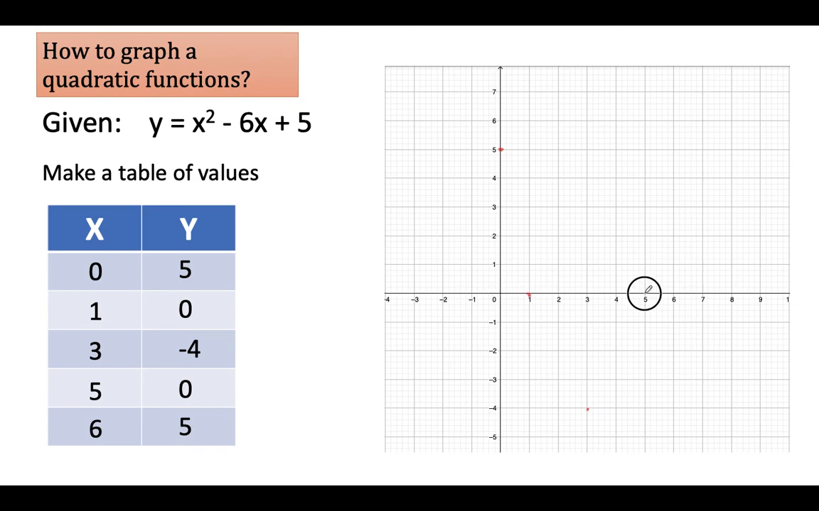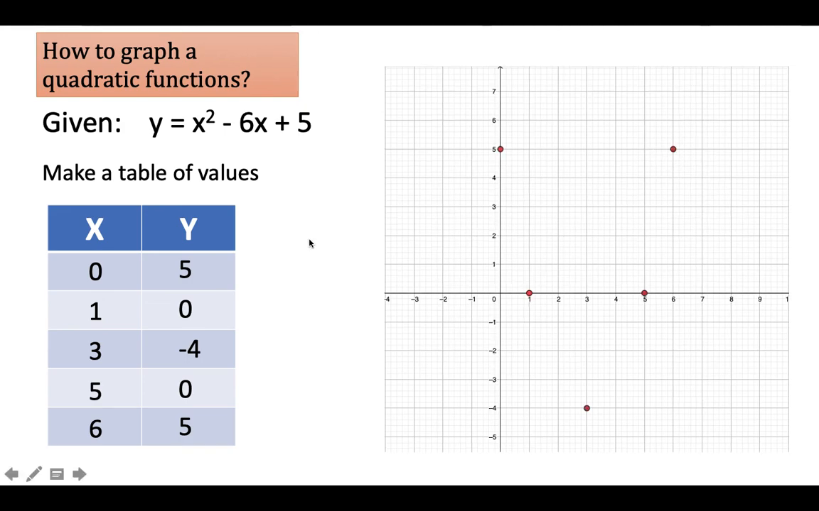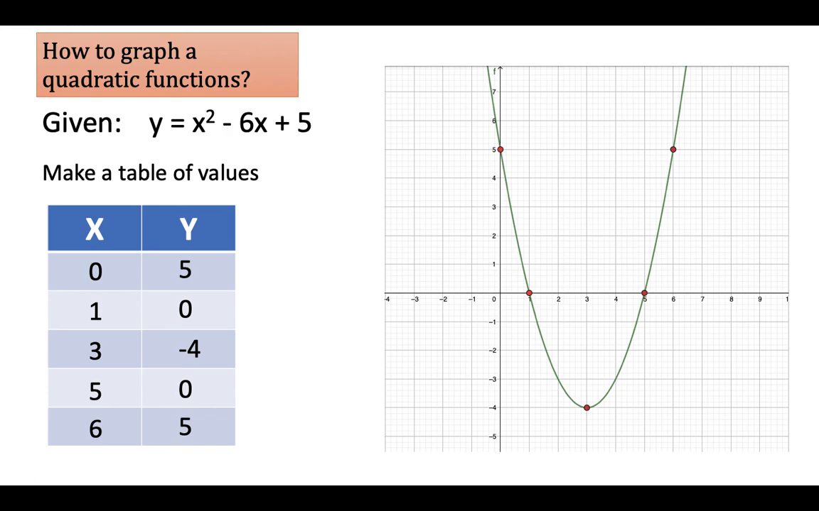Since y is 0, this will be our point. And lastly, (6, 5), so 6 units to the right and 5 units upward. And that will be our points. Then after that, connect our points, and that is our graph. The graph is a parabola since it is a quadratic function.